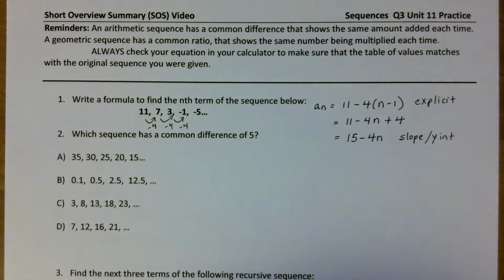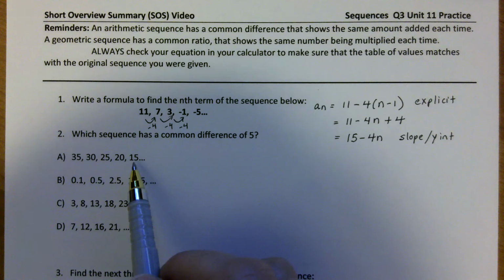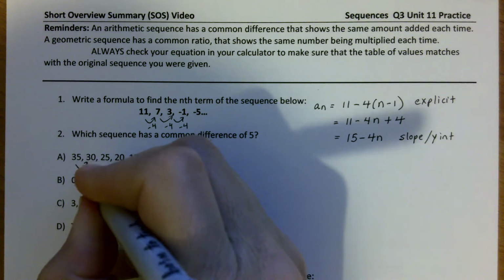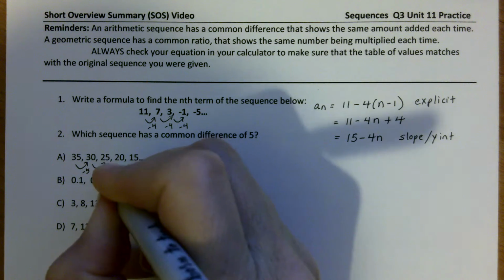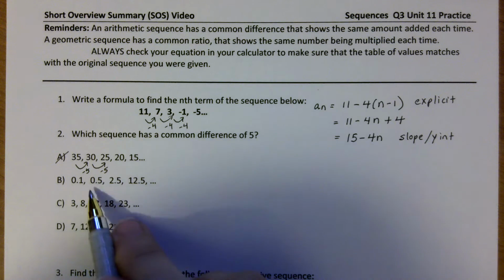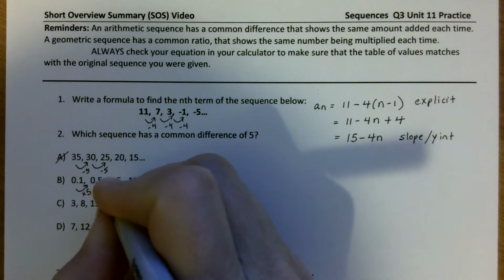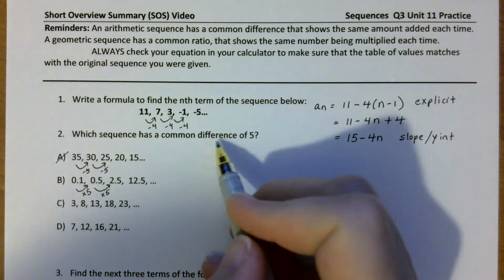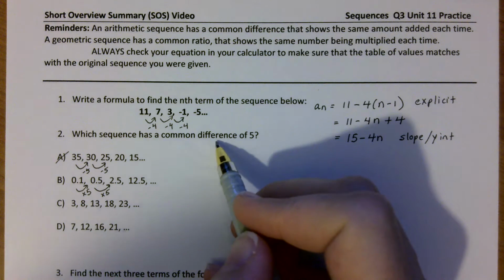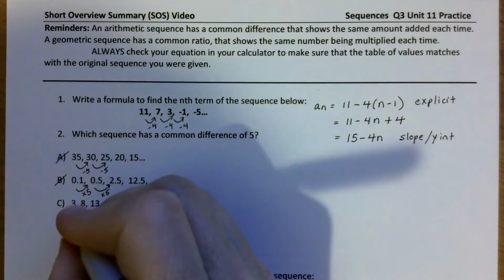All right, which sequence has a common difference of 5? So I look at this, and this definitely has 5, but since it's going down, this is a -5. So that does not work. This one is going up, but I am multiplying by 5 each time. Now, if this said a common ratio of 5, that would be my choice. But a common difference means I am adding 5 each time, so that does not work.